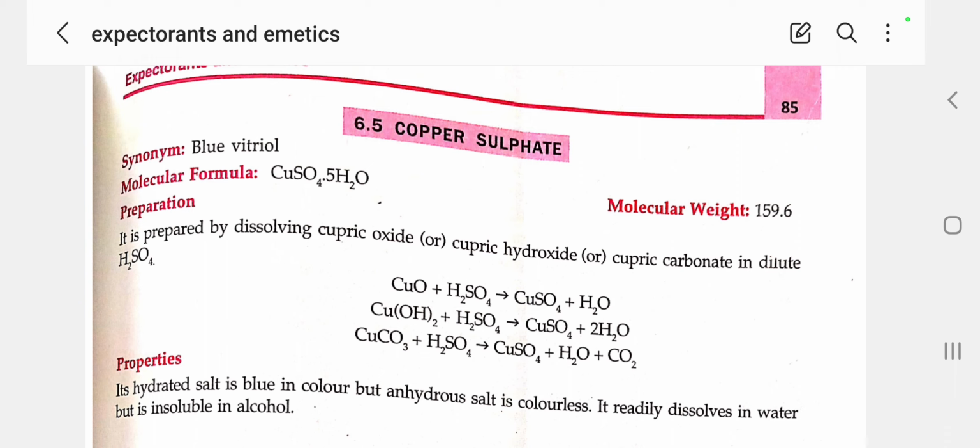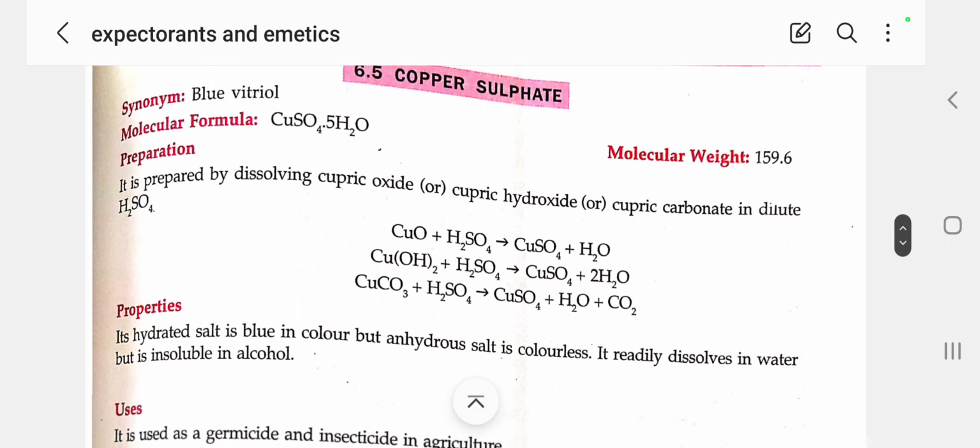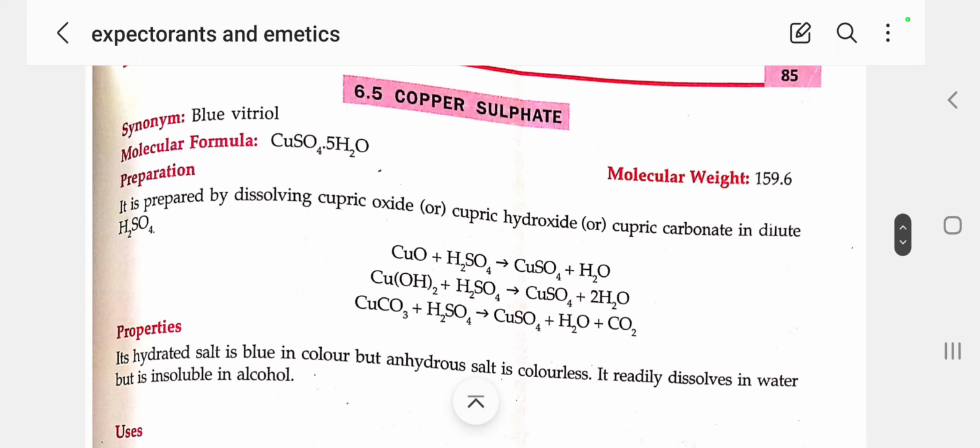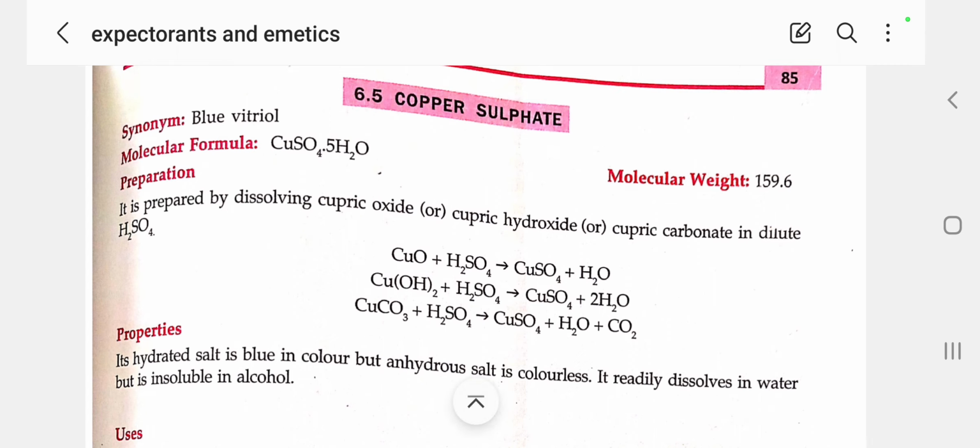So in this class we are going to discuss one emetic and one expectorant. Like emetic, what is the pharmaceutical inorganic substance? Copper sulfate is used for emetic purposes, and sodium potassium tartrate is used for the treatment as an expectorant. Now, as per the monograph, we'll see briefly about copper sulfate.